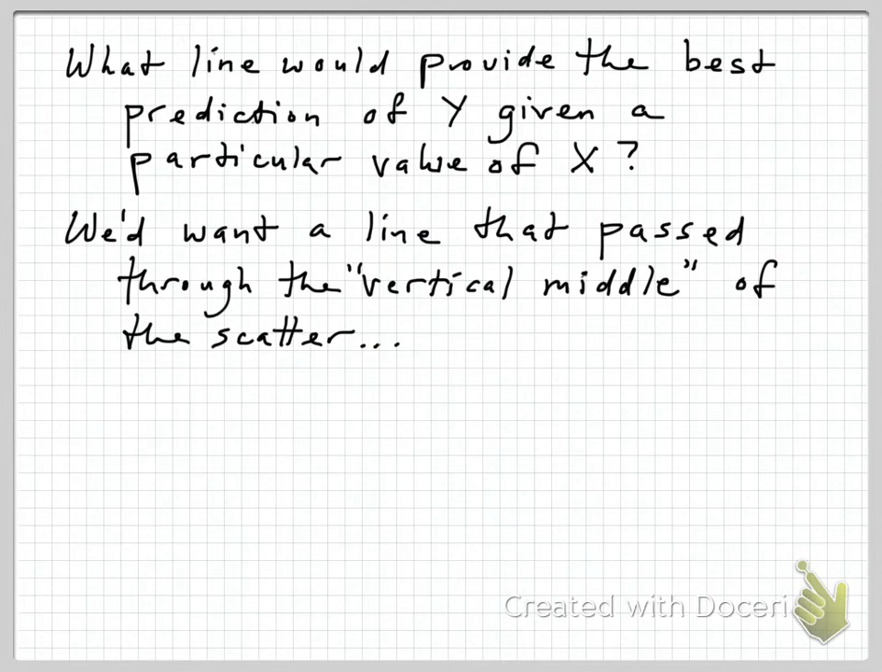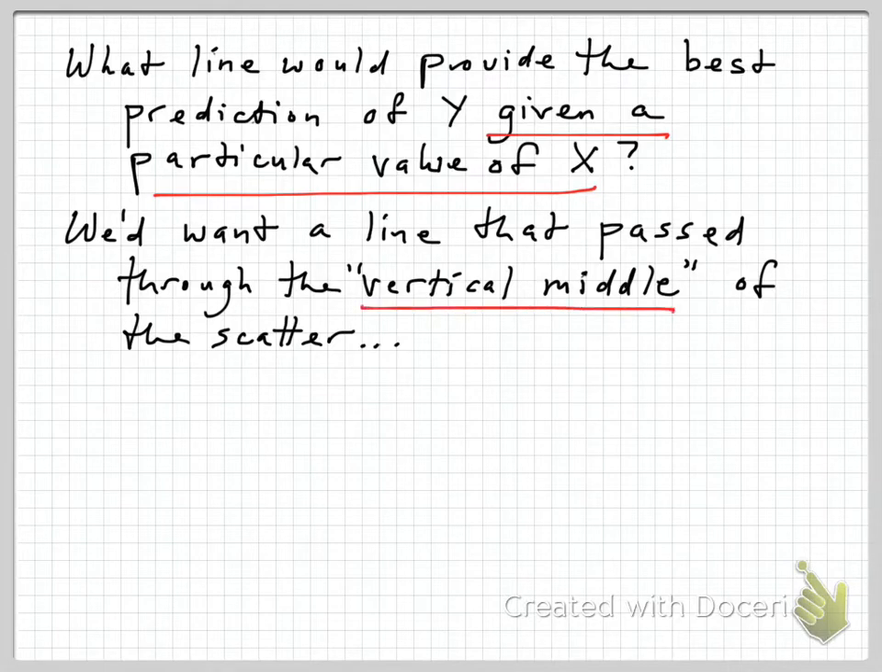Now we're going to think about this in a particular way, which is we want to ask what line would provide the best prediction of y given a particular value of x. So if we knew the food intake of a particular cat, but we didn't know its weight, we'd like to be able to predict its weight given its daily food intake. Now to get that, we'd want a line that would pass in some sense through the vertical middle of the scatter plot. Let's see what I mean by that.